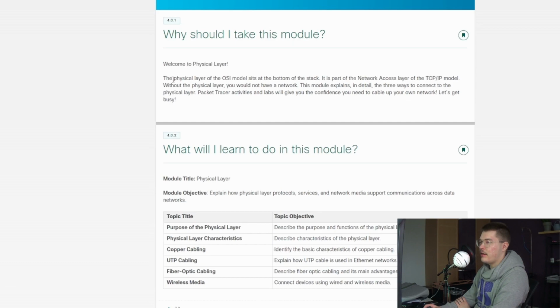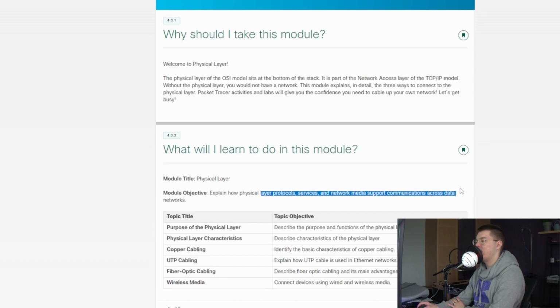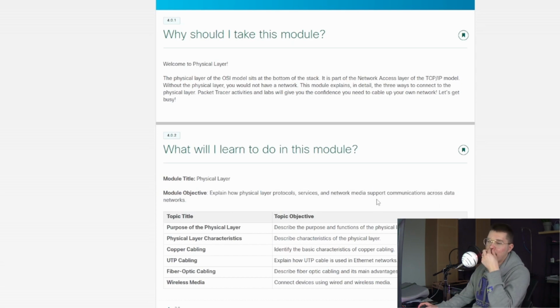Welcome to physical layer. The physical layer of the OSI model sits at the bottom of the stack. What will I learn to do in this module? Explain how physical layer protocol services and network media support communication across data networks. Yeah, today I will start to learn that.